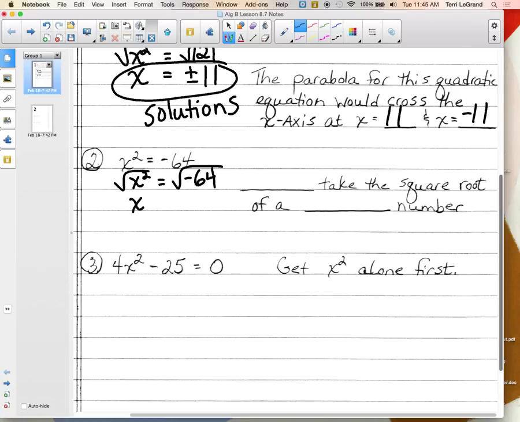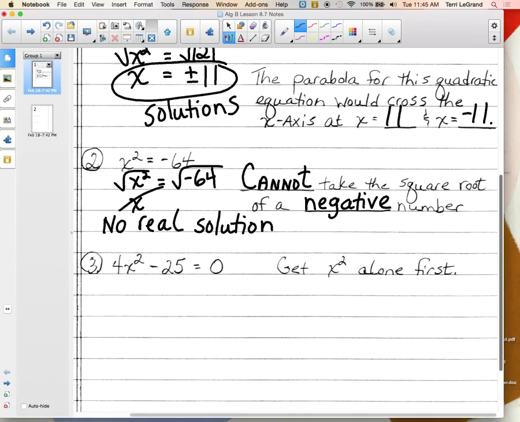So we cannot make this note. We stop right there. We have to stop and say, cannot take the square root of a negative number. So we're going to say, sorry x, no real solution. And we have to use the word real.